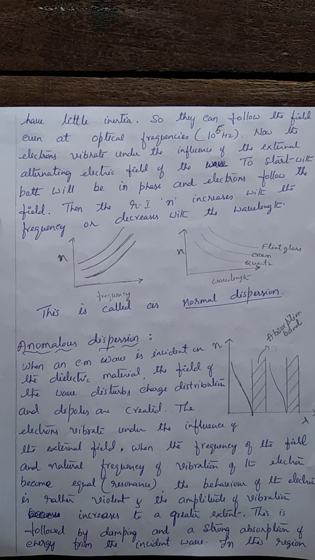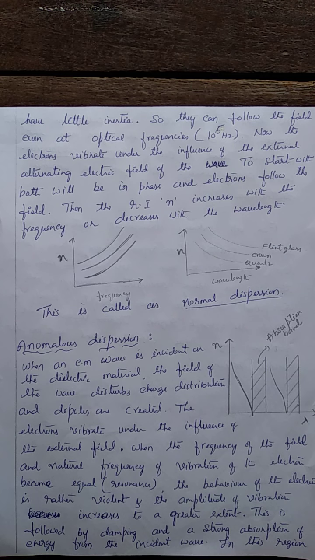Now, the electrons which follow the electromagnetic field start vibrating under the influence of the external electric field of that incident electromagnetic wave. To start with, the frequency of vibration of the electron and that of the field will be in phase. In that case, the refractive index of the medium increases with increase in the frequency of vibration of the electron, or refractive index N decreases with the wavelength.